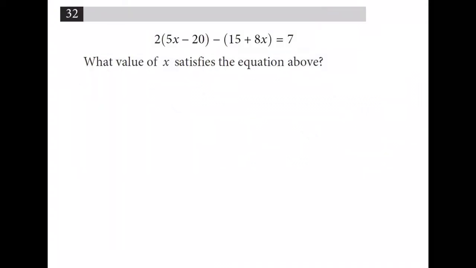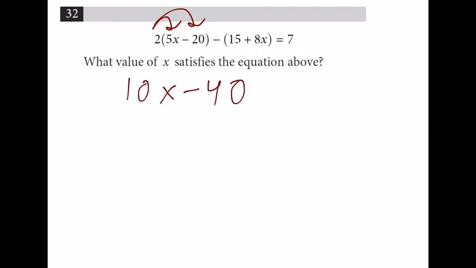32. 2 times the quantity 5x minus 20 minus the quantity 15 plus 8x is equal to 7. What value of x satisfies the equation above? So the first thing we're going to do is distribute this 2, and we end up with 10x minus 40. Then we're going to distribute this negative, and we get minus 15 and minus 8x. I suspect that's where many people screw up. They don't write a minus 8x.